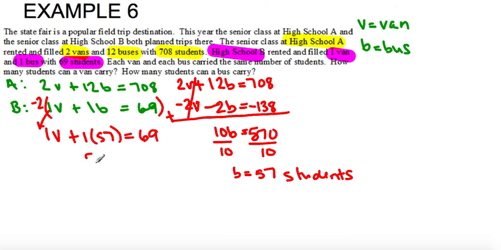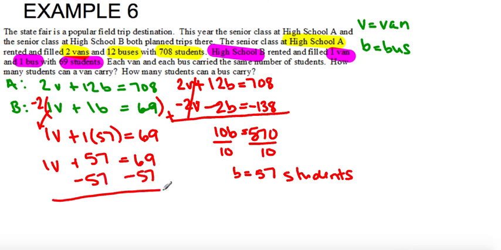1 times 57 is just 57. Bring down the 1v equals 69. So I have to get v by itself, subtract 57 on both sides. So for the van, 69 minus 57 is 12. So there are 12 students that can be fit in the van. So those are your 2 solutions to this.